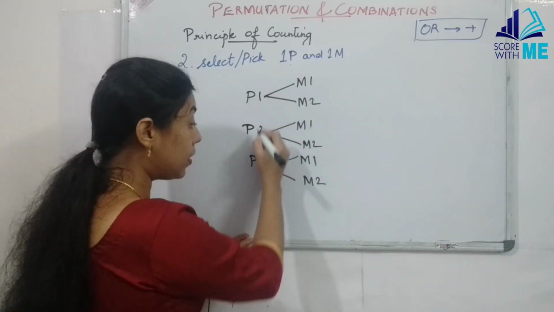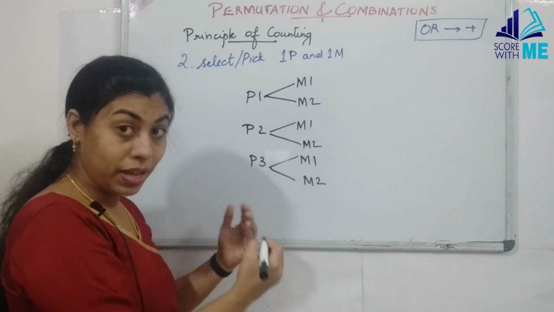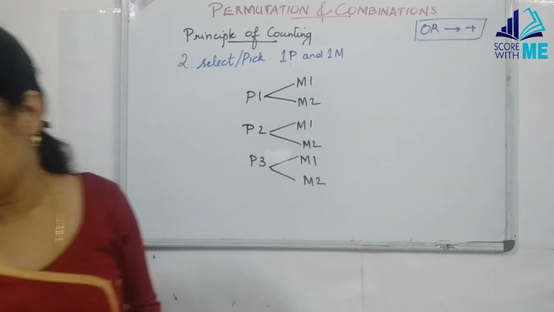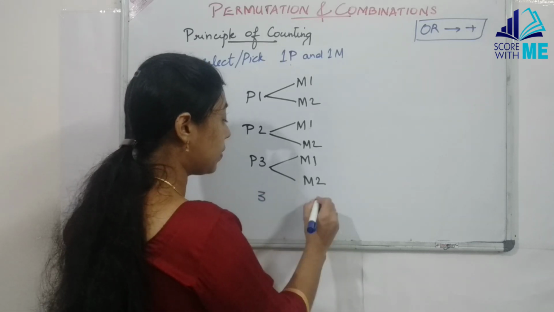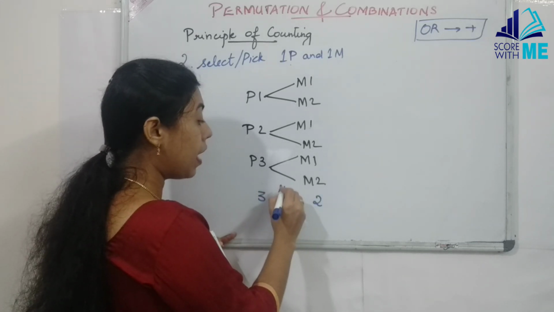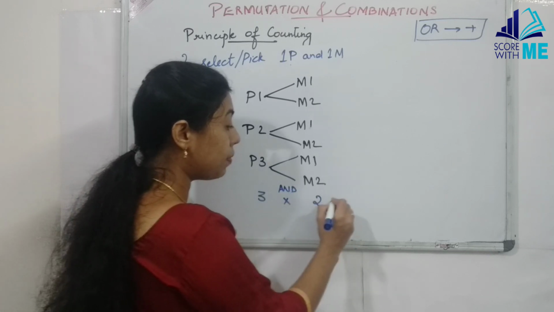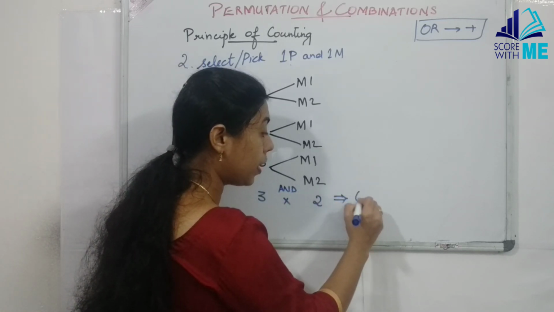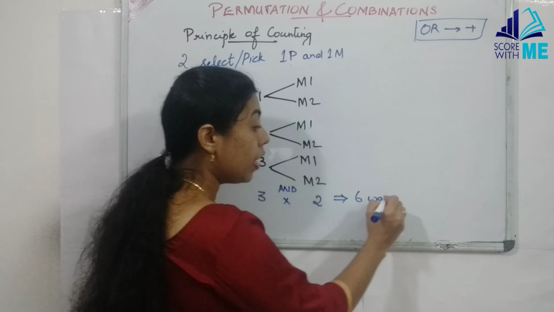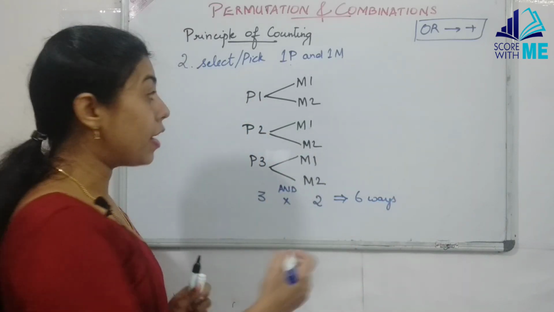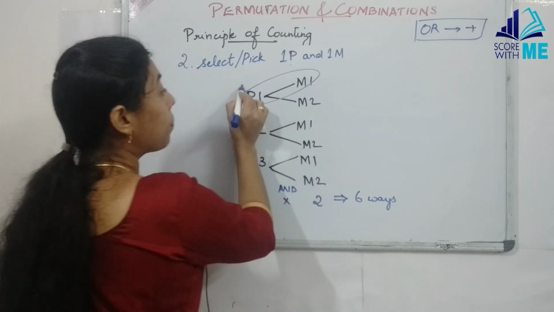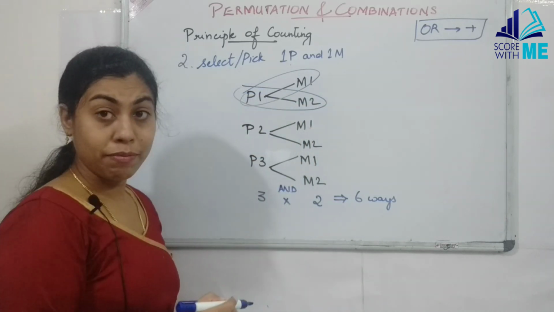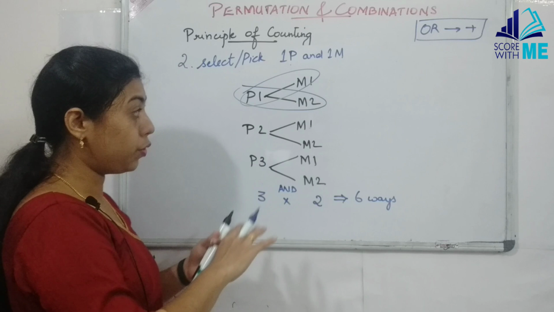So if I were to say, from these 3 pens I can select them in 3 ways, and from the markers I can select them in 2 ways. So a pen and a marker gives me a multiplication equivalent, and 3 into 2 gives me 6 ways. If you further need things to be clarified, we can say that this is one case, P1 M1, this is the second case, P1 M2, and so on, either P1 M1 or P2 M2.